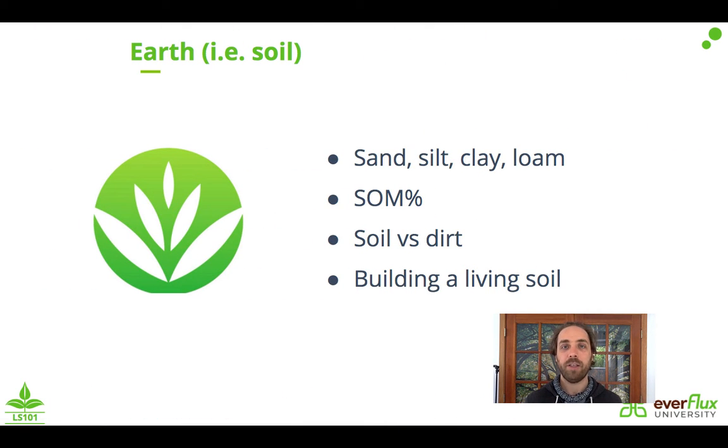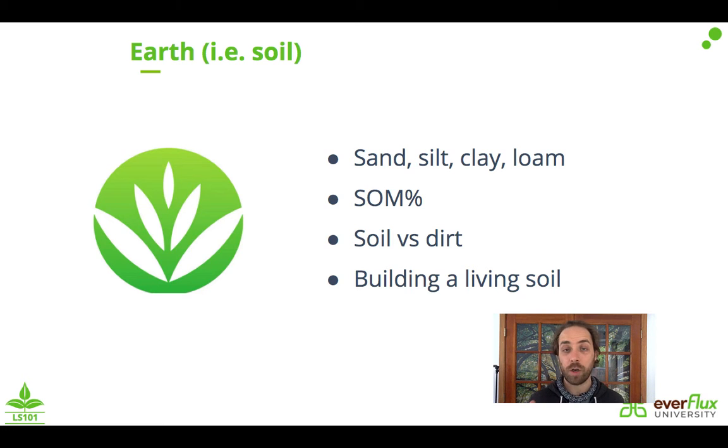Okay, and finally we get to earth. Now, earth is really going to be the major focus of most of this course, so we'll touch on some of the basic concepts here briefly, and then get into more about how we take care of our soil, the earth element, in many different ways.